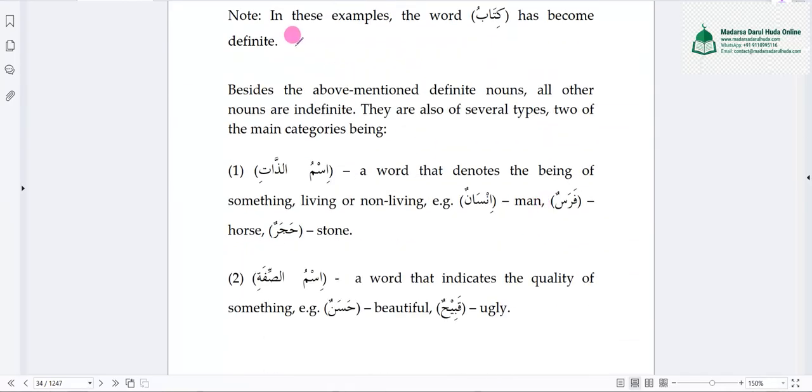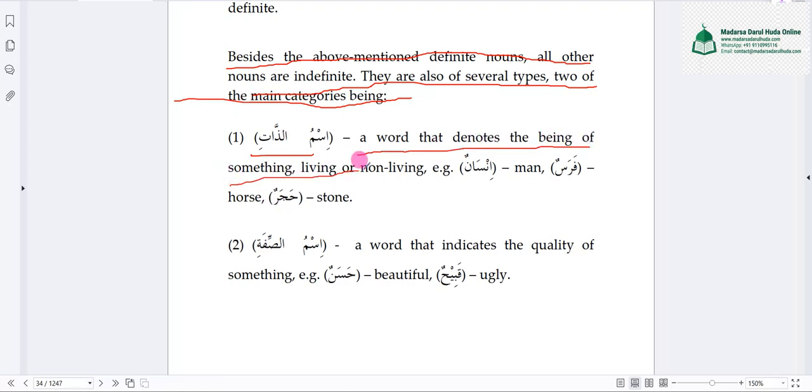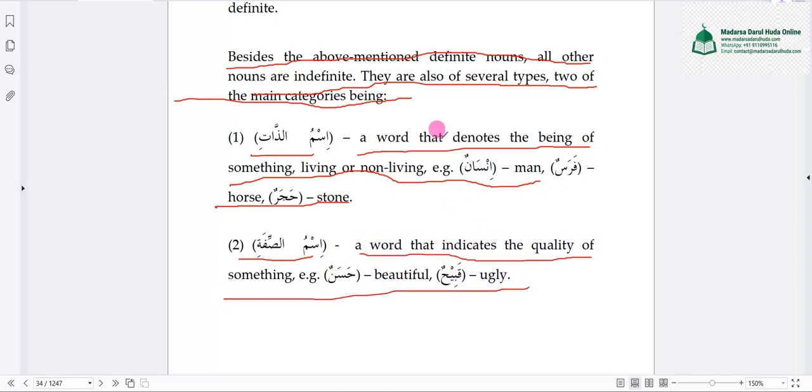Now, note in these examples the word kitabu has become different. I'm going to explain this on the board inshallah, so don't worry about it. Besides the ever mentioned definite nouns, all other nouns are indefinite. They are also of several types, two of the main categories being ism zat, a word that denotes the being of something living or non-living, like insanun, a man, farasun, a horse, hajarun, a stone. Then we have ism sifat, a word that indicates the quality of something, like hasanun, beautiful, kabihun, ugly.